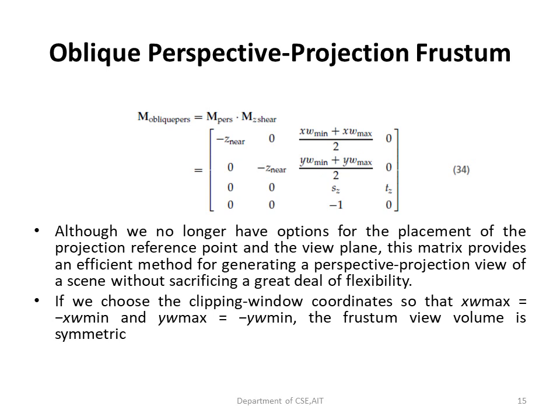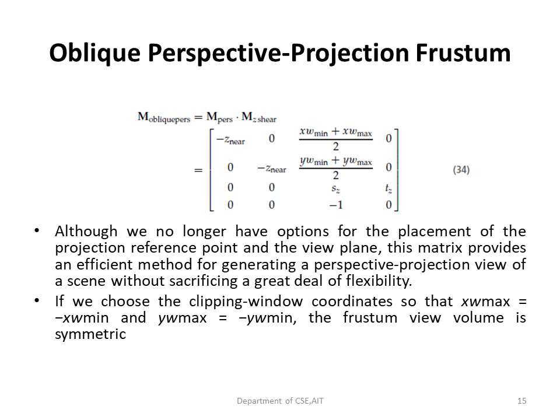Although we no longer have options for the placement of the projection reference point and the view plane, this matrix provides a very effective method for generating a perspective projection view of the scene. So here we don't have to sacrifice a great deal of flexibility. And if we choose the clipping window coordinates so that xw max is equal to minus xw min and yw max is equal to minus yw min, the frustum view volume will be symmetric.